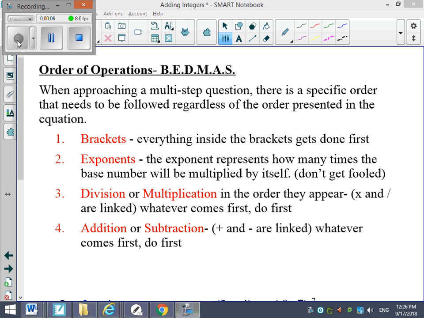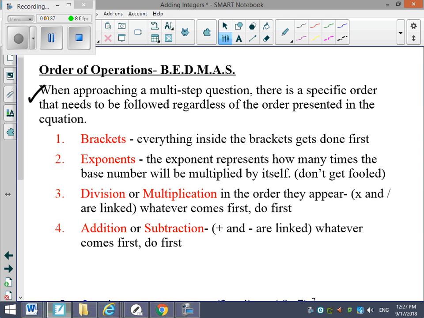We are starting today with our order of operations. My grade 8s have seen this last year, and my grade 7s have seen a little bit of it. We will be moving tomorrow into order of operations using the integers that we've been talking about the last few days, but for today, we're just going to stick with basic order of operations and build on it.